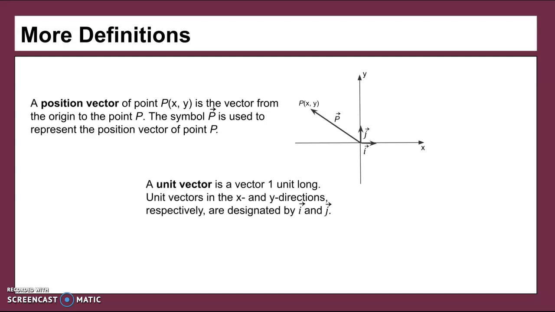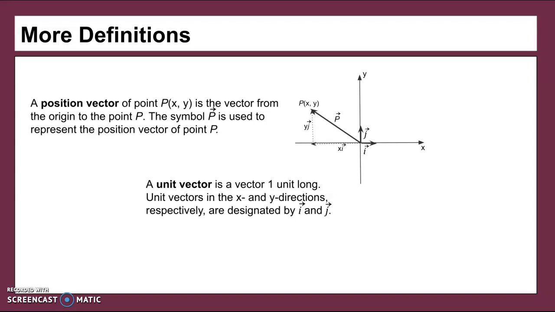A unit vector is a vector 1 unit long. And the unit vectors in the x and the y directions, which you can see drawn in this diagram along the x-axis and the y-axis, are generally designated with an i and a j. The i is for the unit vector in the x direction, and the j in the y. And if you extend this to 3 dimensions and have a z-axis, you're going to use k for the unit vector in the direction of the z-axis. We'll see that very shortly.